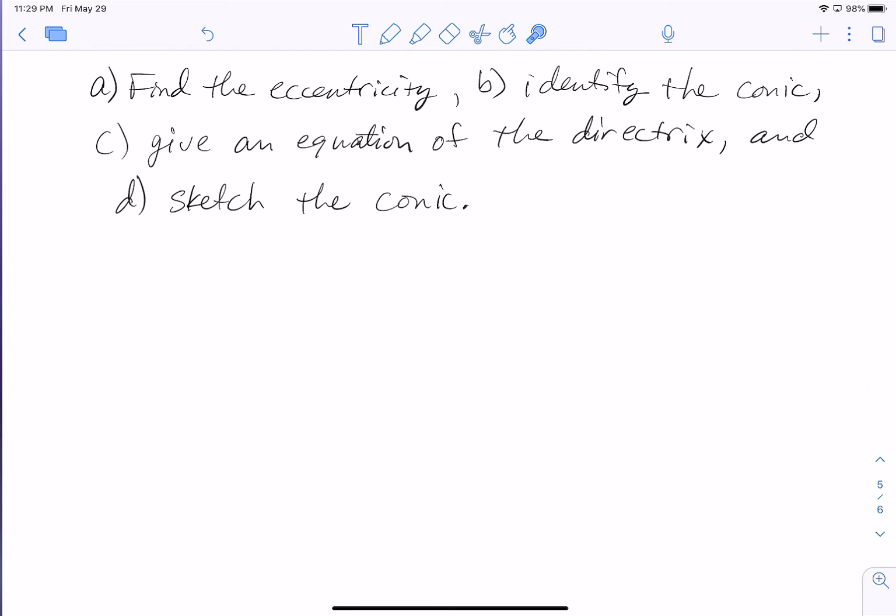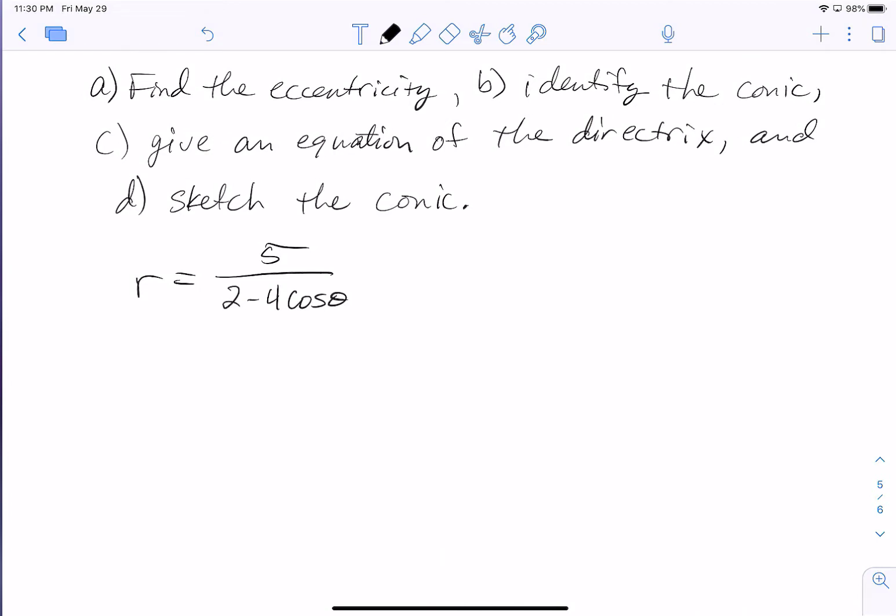Here we have a whole bunch of instructions, but most of them boil down to get the information you need in order to sketch a conic section. We're going to find the eccentricity, identify the conic, give an equation of the directrix, and then ultimately sketch. The equation that we have is r equals 5 over 2 minus 4 times the cosine of theta.